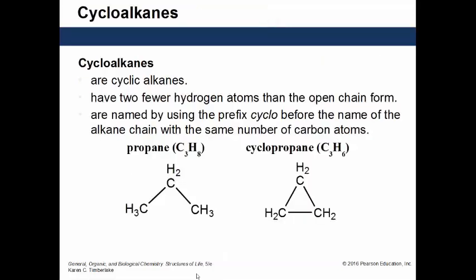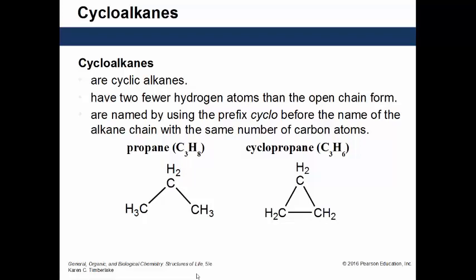Alright, now I'll move on to what are called cycloalkanes. These are cyclic alkanes, and they will have two fewer hydrogen atoms than the open or the regular form would. And they're named by adding the prefix cyclo before the name. There's an example of propane, C3H8. This is the regular open-chain form. If you have cyclopropane, you have two fewer hydrogens. So instead of being H8, now you have H6, and they bond to each other.